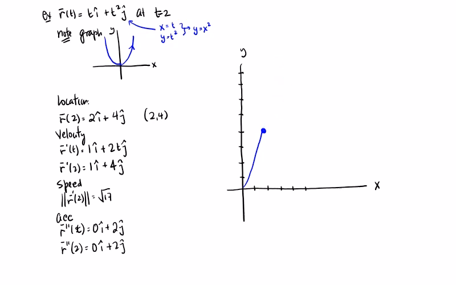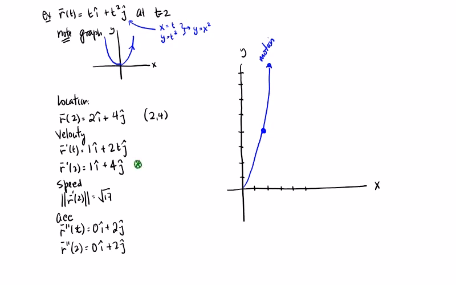Should be curving a bit more. Let me do a slightly better job. That's the motion. That's the actual route it's taking. The velocity, that's the r prime of 2. That's this guy right here.